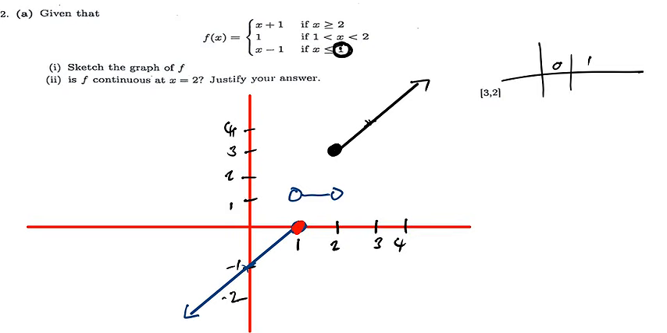For those who understand the graph, I want us to be honest. Is the function continuous at x is equal to 2 from the graph? Justify your answer.